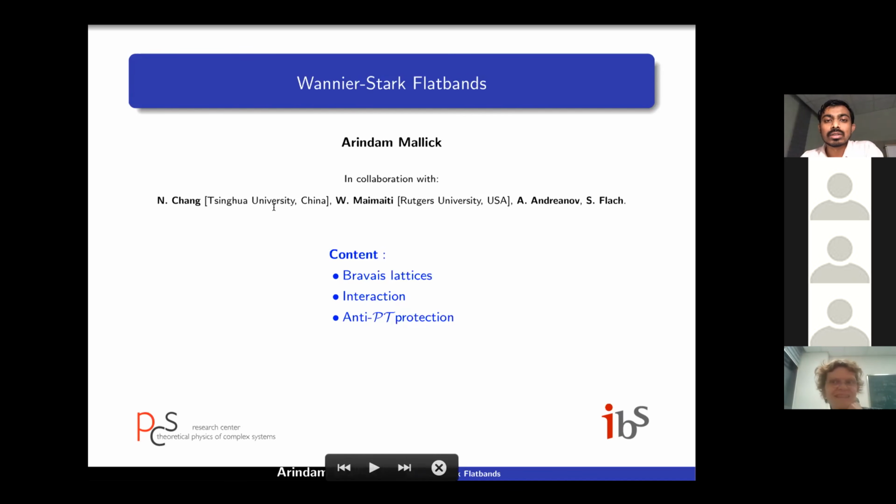First, I will focus on the case of Bravais lattices, where if you introduce a DC field for a single particle on a Bravais lattice, it can produce a Wannier-Stark flat band. Then I will discuss what happens in the presence of interaction. And finally, I will focus on the PT symmetric protection of such Wannier-Stark flat bands.